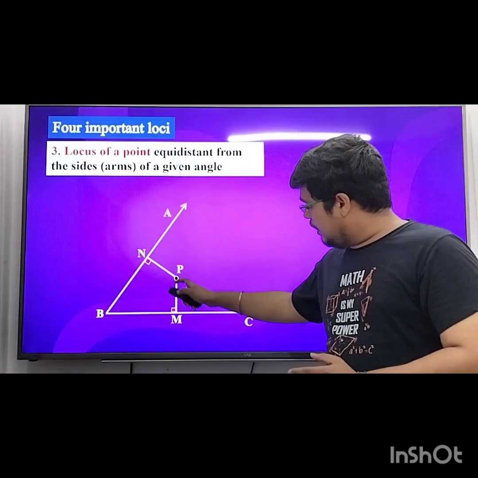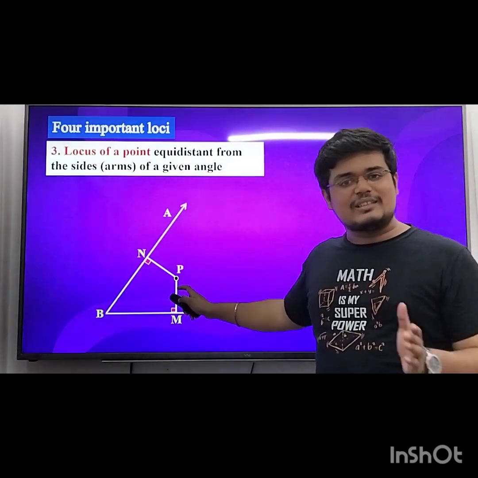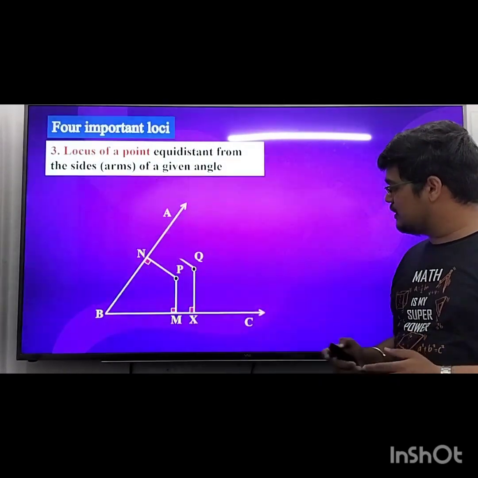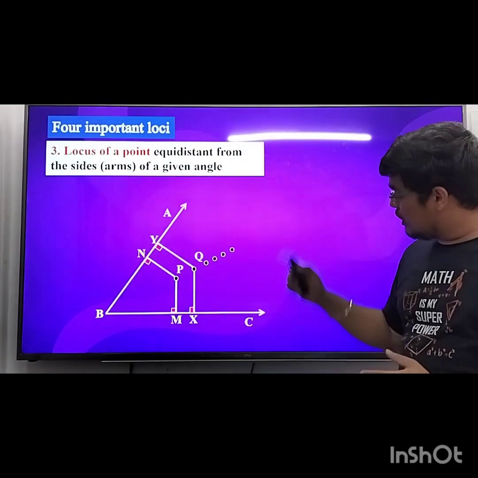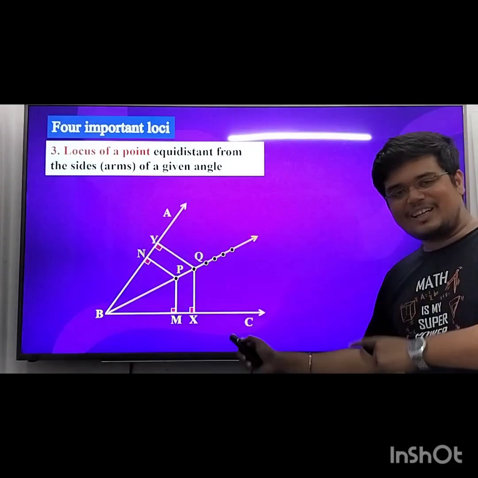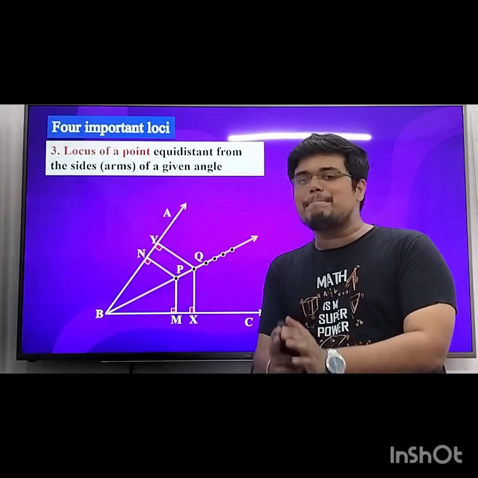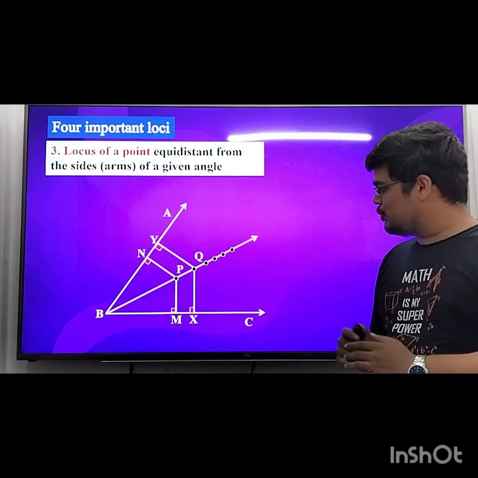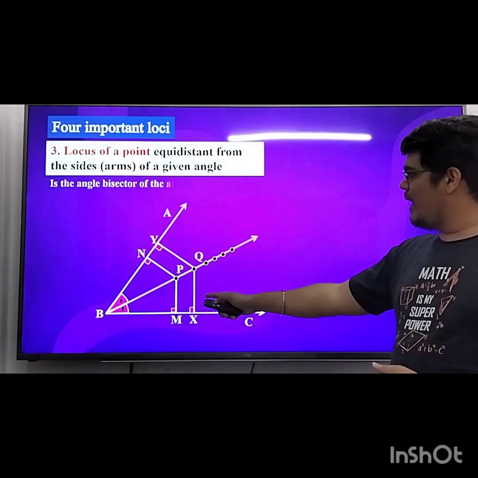Now once you understand that this distance is equal, there can be infinite such points such that the distance is equal. So we can have another point Q such that the distance is equal, and we'll have infinite such points. Now the collection of all these points, students, is a special line. That line, if you look at this figure, it's very understandable that it's going to be the angle bisector of this angle B. So now students, let's understand how to construct an angle bisector. The locus is going to be an angle bisector.